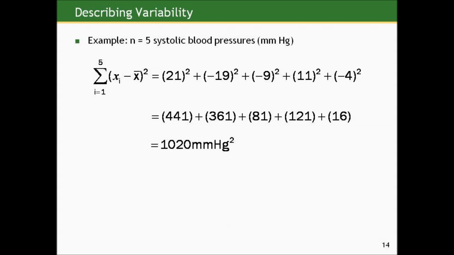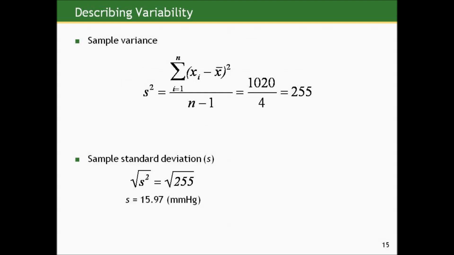So now what we do is we basically average this with a slight caveat. Instead of dividing by n, we divide by n minus 1, and I'll talk about that in a minute. We average the squared distance. So we take 1,020, the cumulative squared distance, divide by n minus 1, 5 minus 1, which is 4, and we get an average squared distance of 255 millimeters of mercury squared.